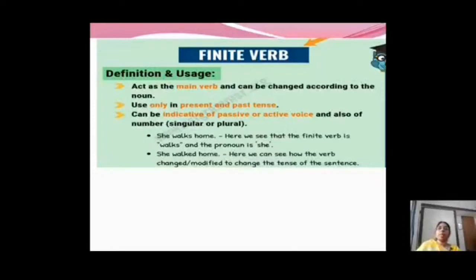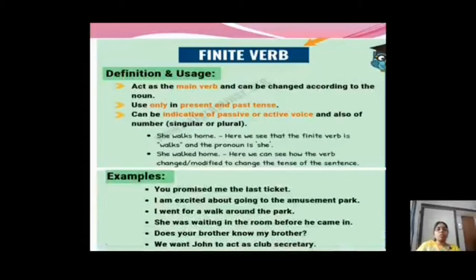What is the example? You promise me the last ticket. I am excited about going to the amusement park. I went for a walk around the park. She was waiting in the room before he came in. Does your brother know my brother? We want John to act as club secretary. So all these are some examples for finite verb.